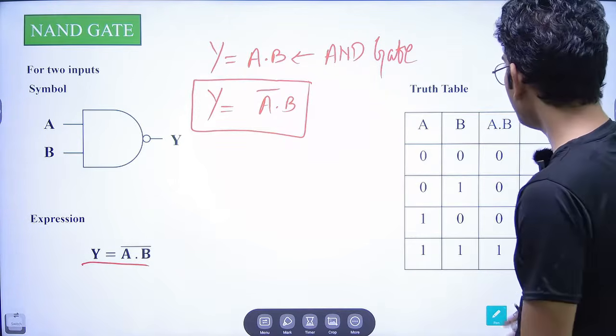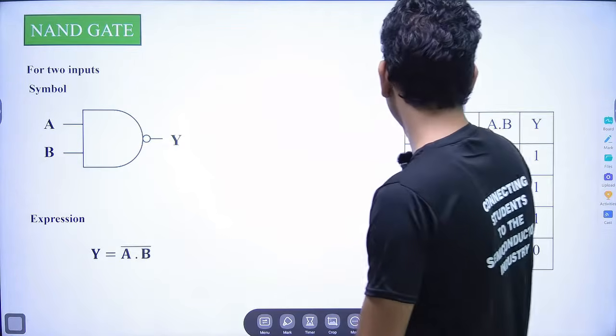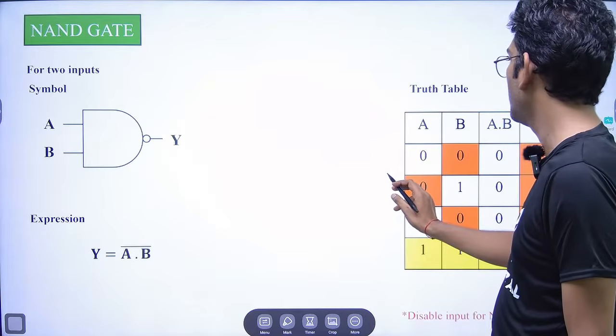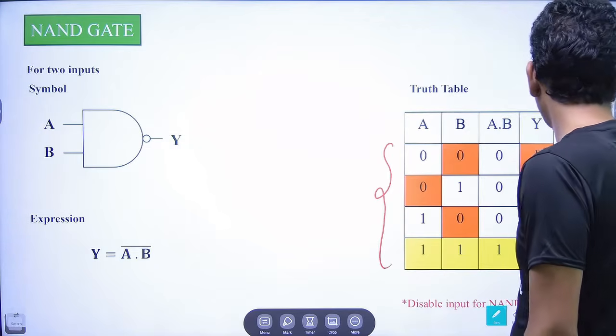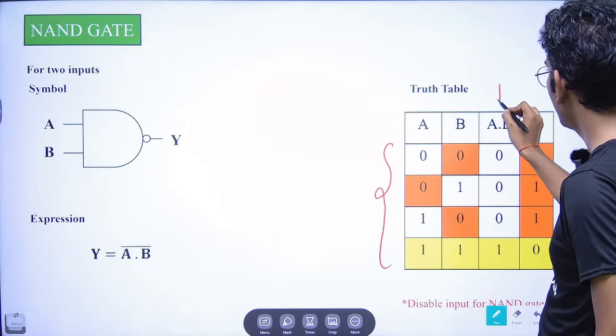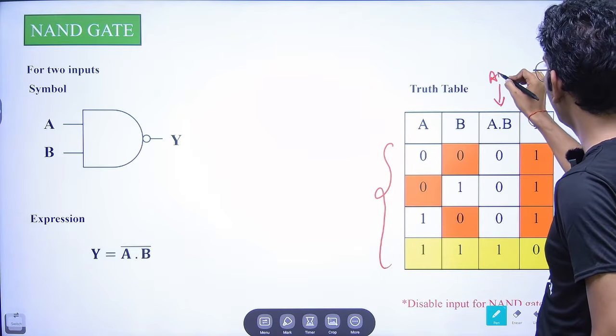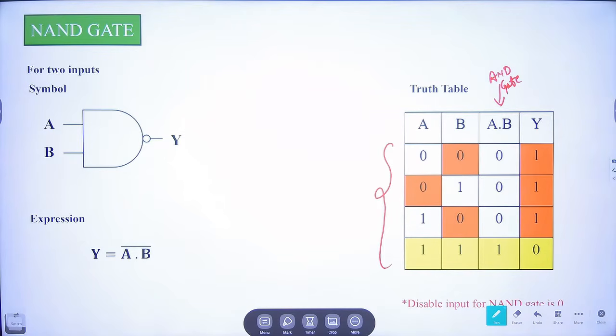Fine. Now here in this case, two inputs are given, so in total 4 combinations are possible. All the 4 combinations are available here. Now, just for the understanding purpose, in this table I first mentioned the output of A dot B, or you can say the output of the AND gate. For the AND gate, if any of the inputs was 0, we were getting the output as 0. Here this was 0, 0, 0, 0. Only in this case, the output was 1.